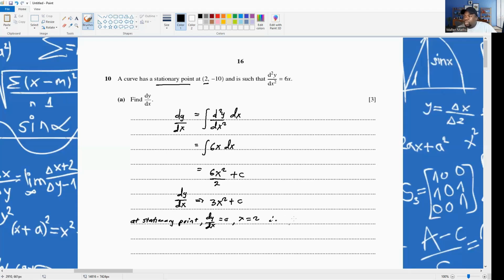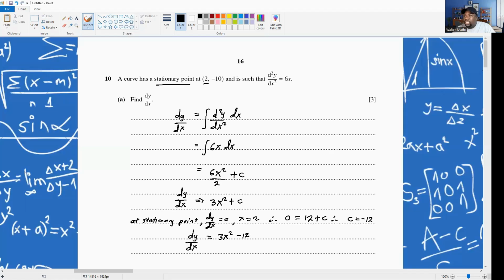So dy by dx is 0, so 0 is equal to 3x squared plus c, which is 3 times 2 squared, which is 12, plus c. So therefore, we get that c is minus 12. So dy by dx as required is 3x squared minus 12. So that is the answer for part A.